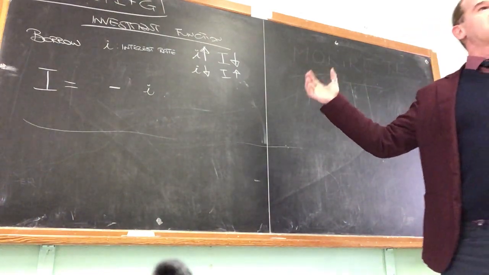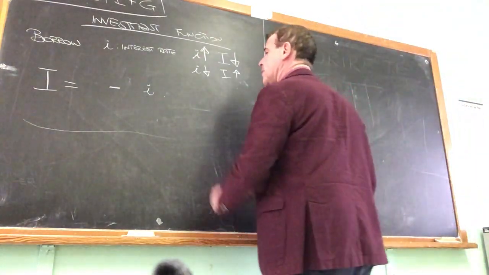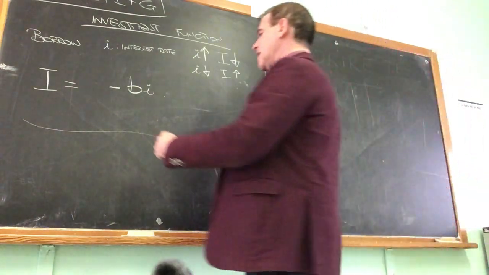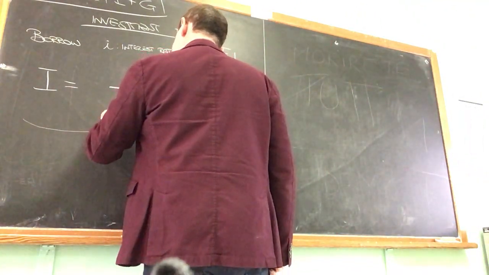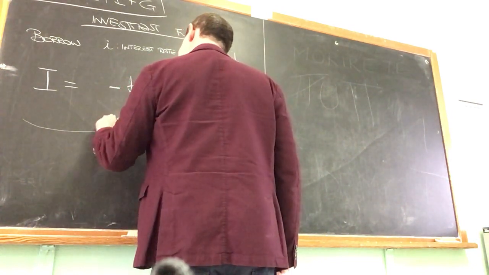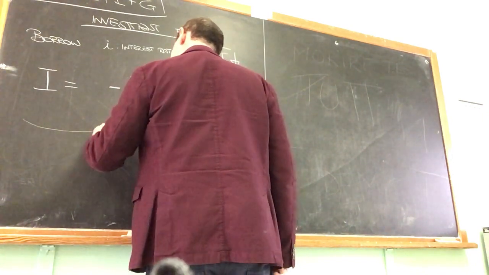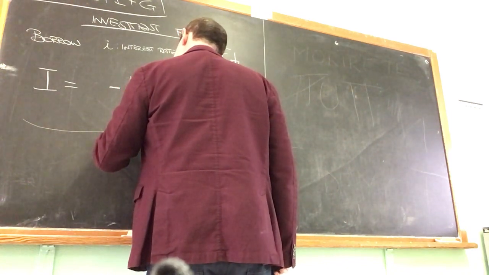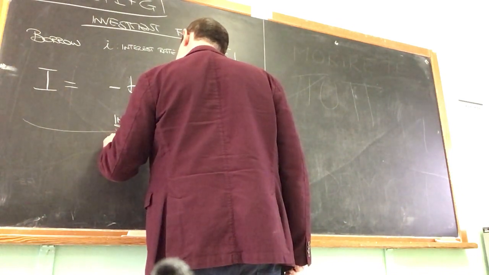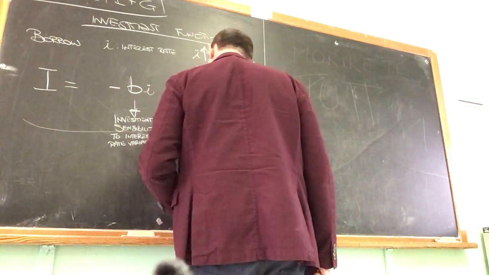So there is another parameter, like the little c we saw for consumption, even for investment. This parameter is called B, and it is the investment sensitivity to interest rate variation. Okay?